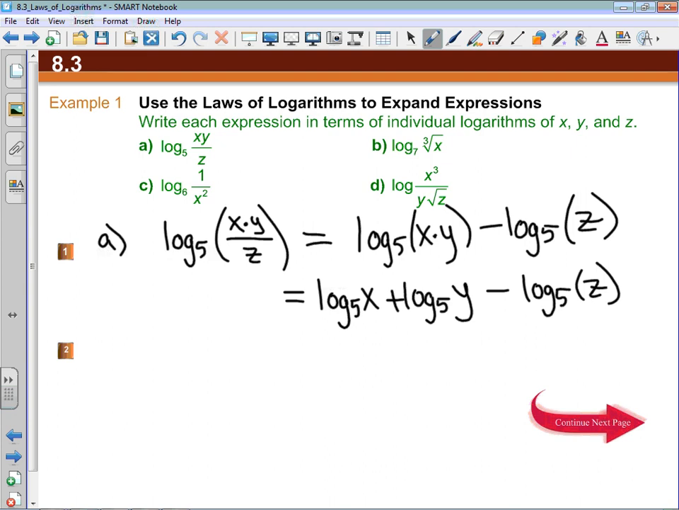Now, obviously I went through that quickly, and really all I've done here is I've split the fraction first, and then any product within a logarithm I've split after the fact as well.